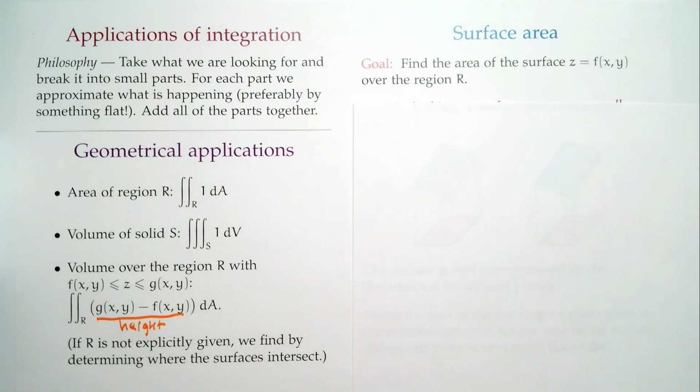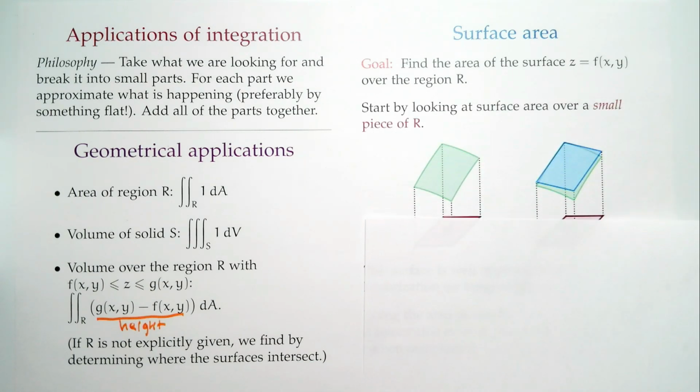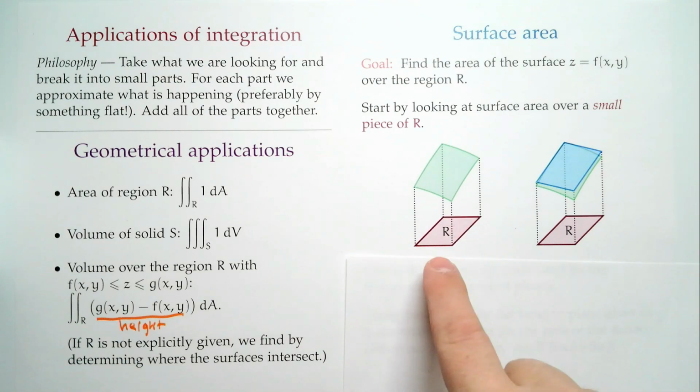Now, this is a tricky problem because we have to think, well, how do we approximate it? Well, the idea is we say, let's look over a small piece of R. So this is not all of R. This is really a small piece of R. And here's a piece of that surface. And if you look at that surface, you can say, when I look at a small piece, it looks fairly flat.